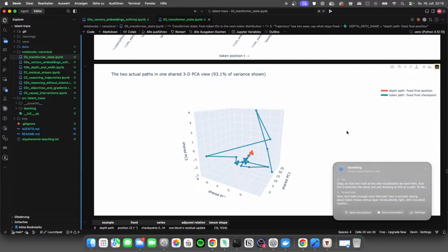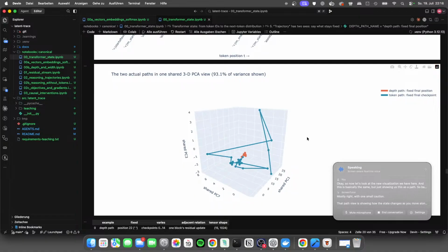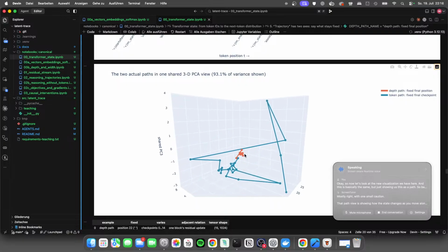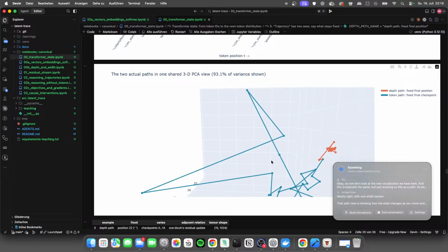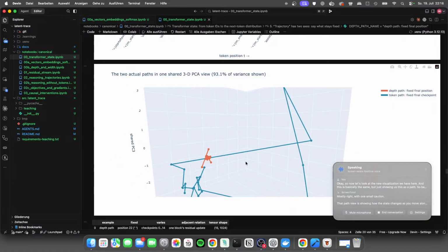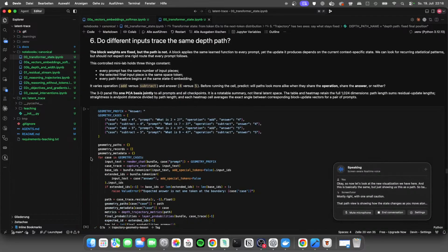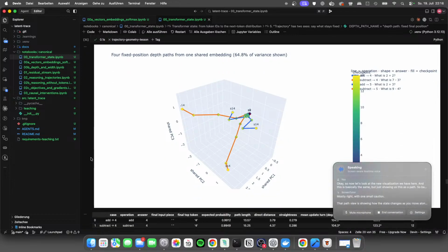Nice. Let's walk through what that path view is actually saying about token moves versus layer moves. Mostly right, with one small caution. That path view is showing how the state changes as you move along two axes, across tokens, which is the token path, and through layers, which is the depth path. Each step adds a transformation. So, yes, it's like building a trail from the initial point. But it's not always true that adding tokens moves more than going through layers. It depends on the model and the context. Sometimes layers make large directional changes, and sometimes adding tokens reshapes the state more. The key is that both paths are two different ways of slicing the same grid of states, and they meet at the same final point.